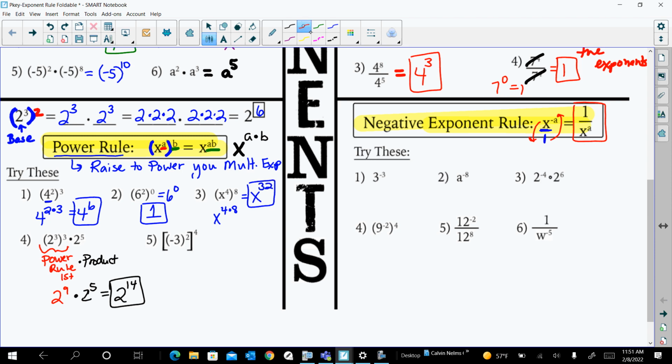A bracket is the same as parentheses. So we take what's inside the parentheses, which is this negative 3 to the 2nd power. And we're going to multiply it to the exponent outside the parentheses. This leaves us with negative 3 parentheses to the 8th power.